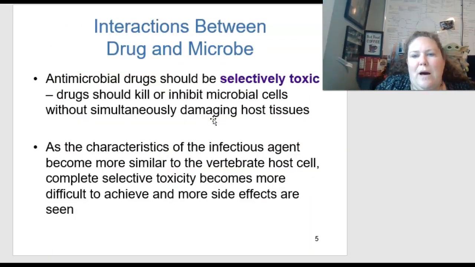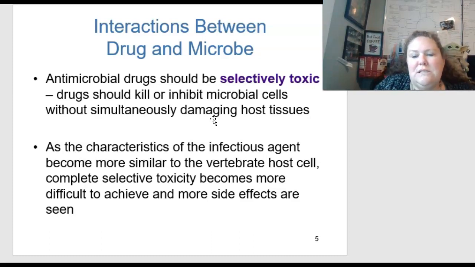So, talking about interactions that can occur between drugs and the microbes, antimicrobial drugs should be selectively toxic. That means that they can kill or inhibit just those selected microbial cells without simultaneously damaging the host tissues. So, like if I get an infection, right, and I need to take an antibiotic, I don't want it to kill all of my good cells, right? I just want it to target the bad guys.